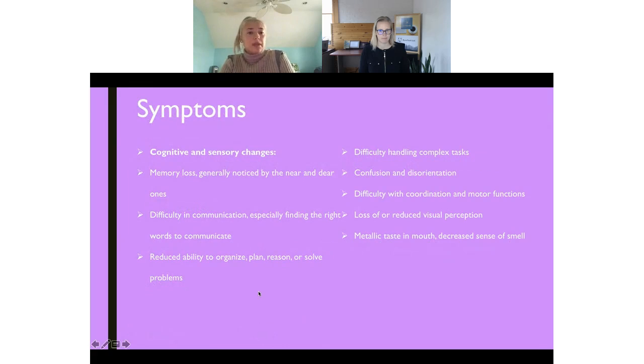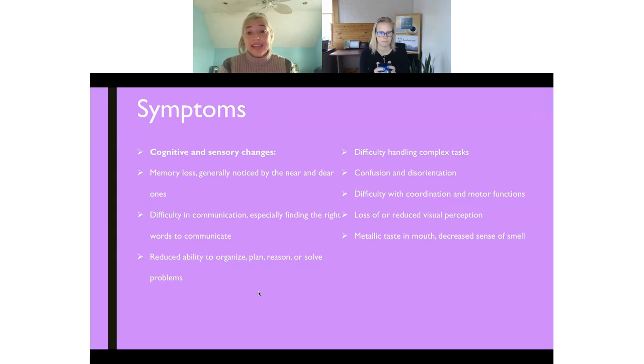So some symptoms, cognitive and sensory changes would be memory loss, generally noticed by the near and dear ones. Like I had shared earlier, my grandmother, I'm very close with her. I see her often. So little by little, I am noticing these little forgetful moments, and it's become more common, unfortunately. Difficulty in communication, especially finding the right words to communicate, which I do go into with the 4A's later on in the slides. Reduced ability to organize, plan, reason, or solve problems.